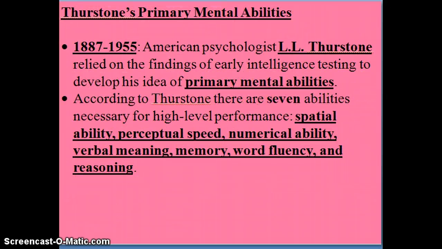Such as Thurstone. He says we've got 7 primary mental abilities, that you have to be able to do these things in order to have high intelligence or high level performance: spatial ability, speed of perception, ability to use and work with numbers, understanding verbal meaning of words, memory, can you use many and varied words, word fluency, and your ability to reason.